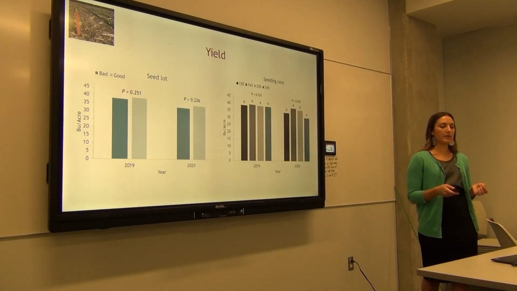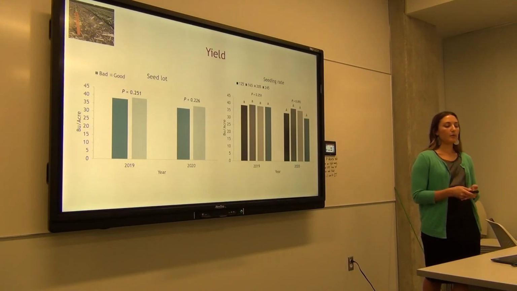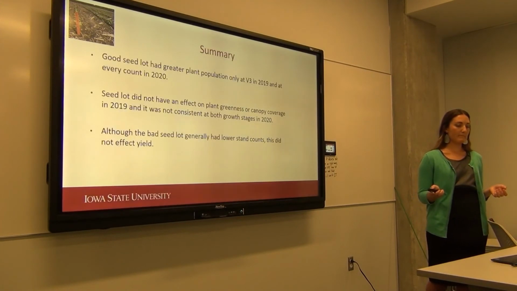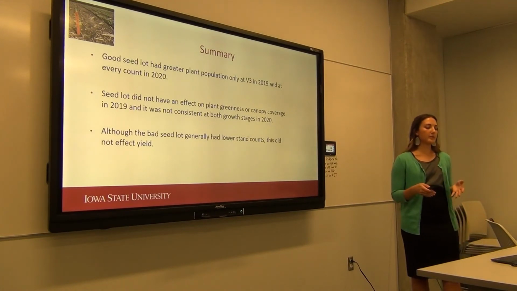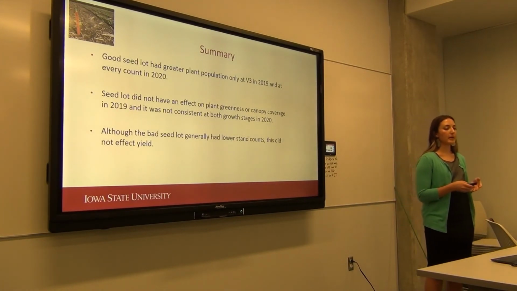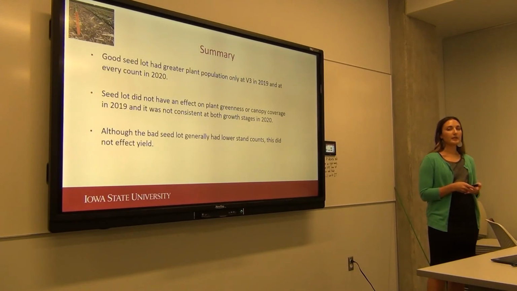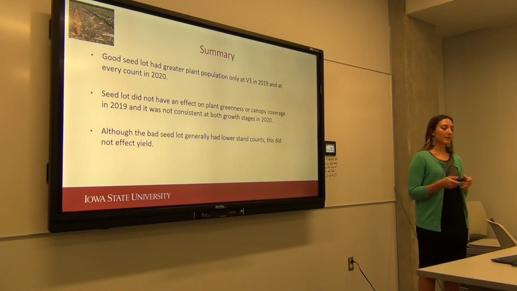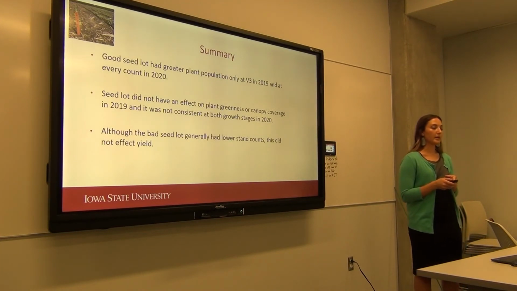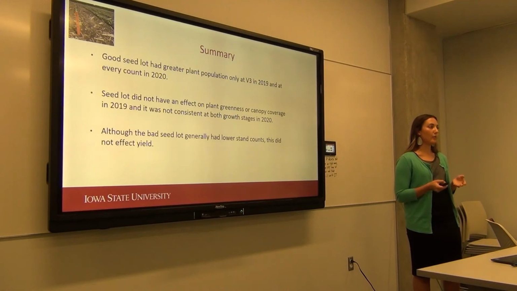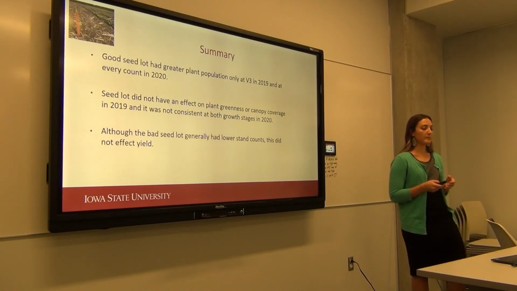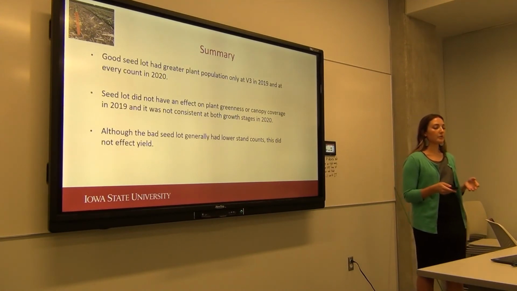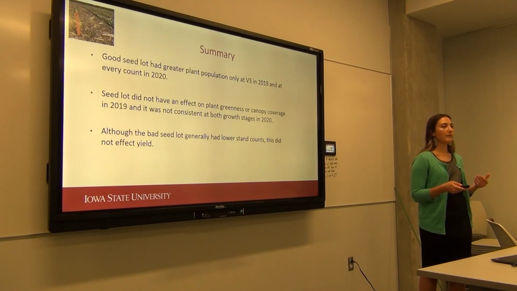And lastly, when looking at seeding rate, in both of the years, seeding rate did not have an effect on yield. So to summarize the results, we see that the good seed lot had a greater plant population only at B3 in 2019 and at every count in 2020. Seed lot did not have an effect on plant greenness or canopy coverage in 2019, and it was not consistent at both growth stages in 2020. And although the bad seed lot generally had lower stand counts, this did not affect yield.